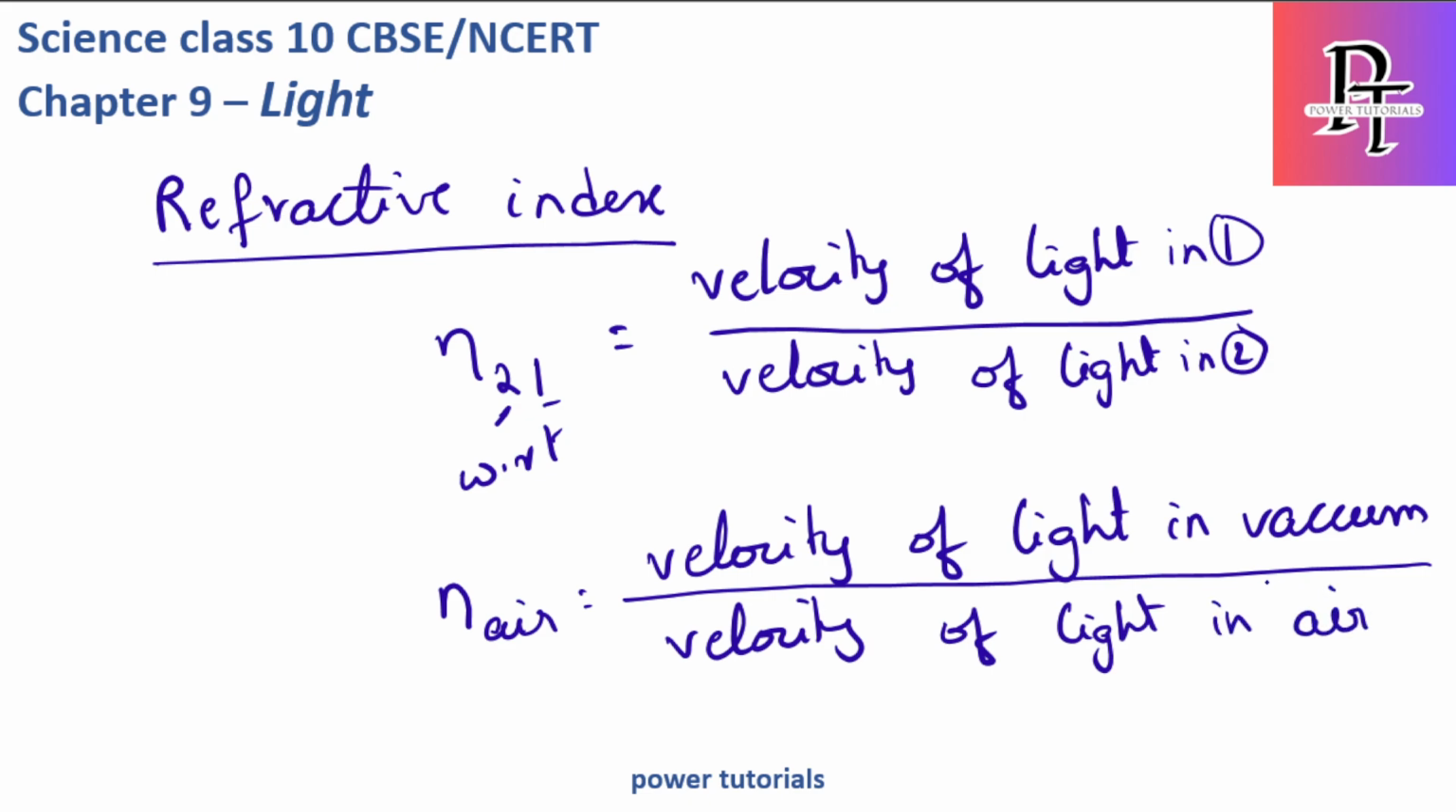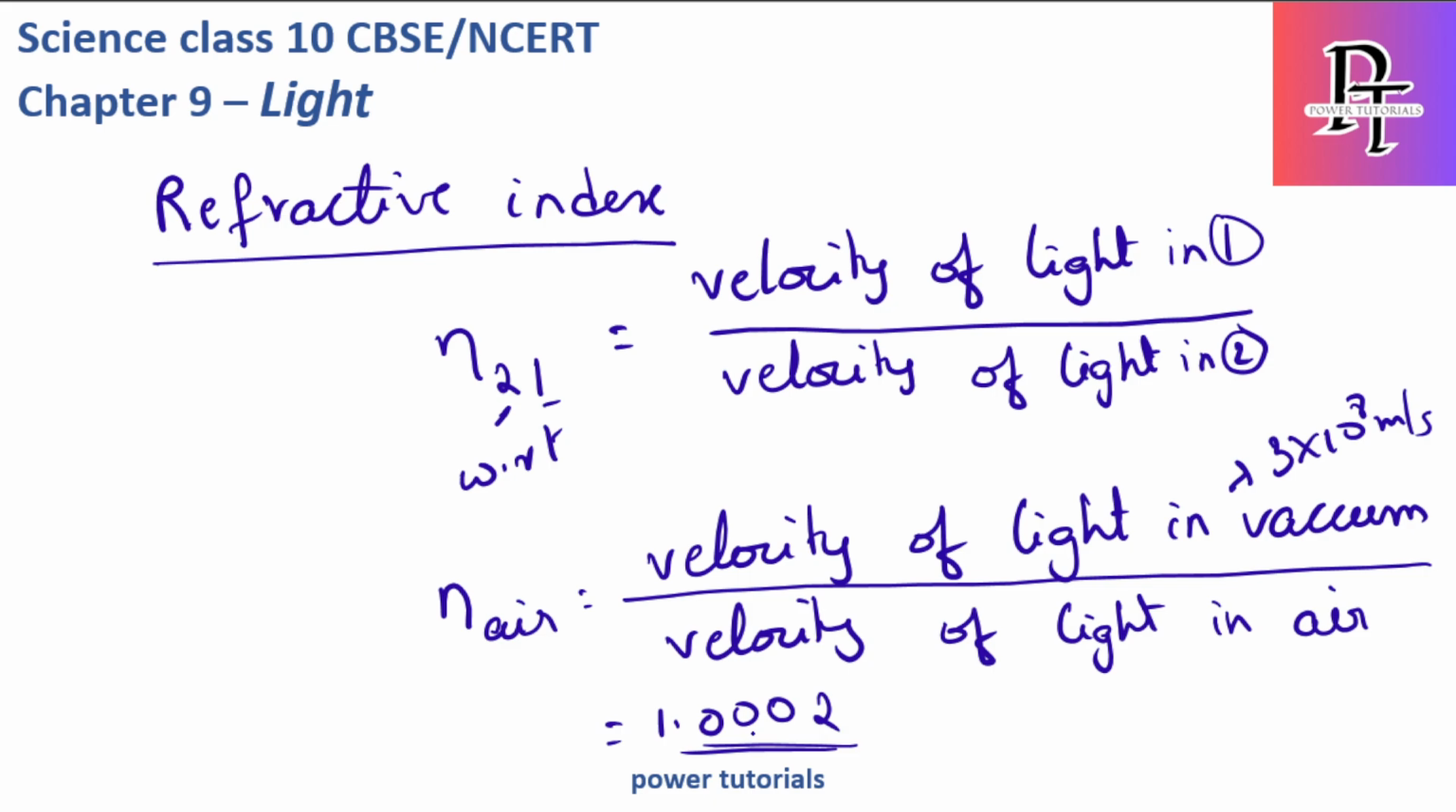So always remember, the velocity of light in vacuum is the highest value, which is 3 into 10 to the power of 8 meters per second. But with respect to media, it will keep on decreasing, though for air it is almost equal. That way the refractive index of air is considered as 1.0002, I think. I will cross check in the next video, but it is almost equal to 1. Why? Because the velocity of light in vacuum and air are almost the same, which is 3 into 10 to the power of 8 meters per second.